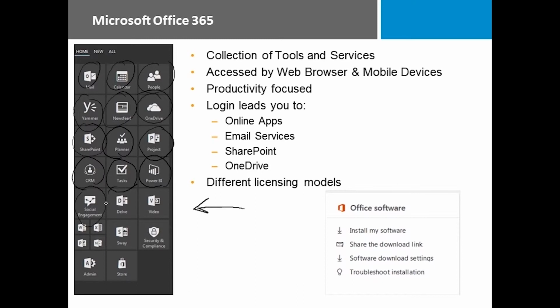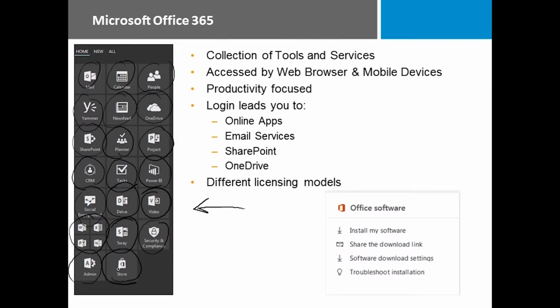We have social engagement apps. Delve is a great one where we get a chance to click and see how we're collaborating with other people. We've got video. Think of that as the YouTube of Office 365 or the YouTube that's corporate wide, meaning anyone who's on that platform can use it. Security and compliance, Sway if you want some quick online presentations. Guess what? Word, Excel, PowerPoint, and OneNote. Of course, our administrative menu. And if you want to spend some more money, we get to go up to the Microsoft Store.